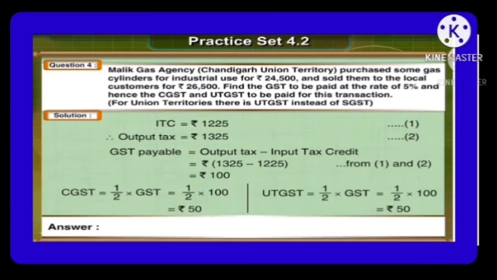Answer: Malik Gas Agency paid GST rupees 100, CGST is equal to rupees 50 and UTGST is equal to rupees 50. Now let's see the next solution.